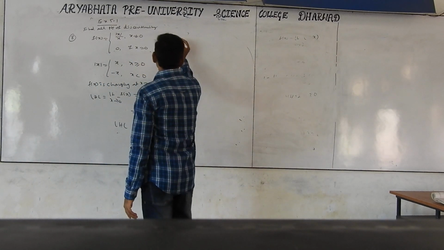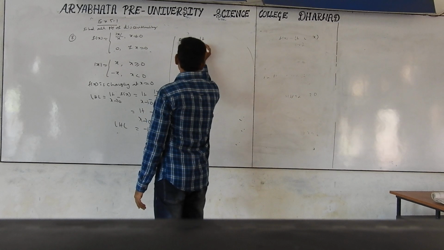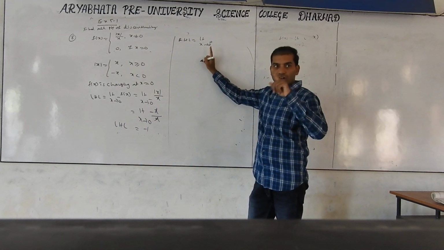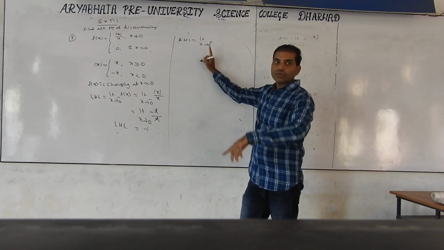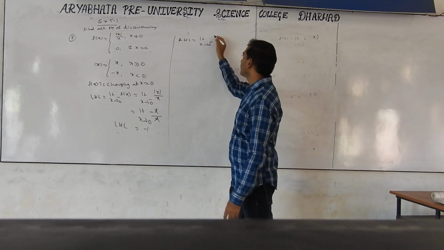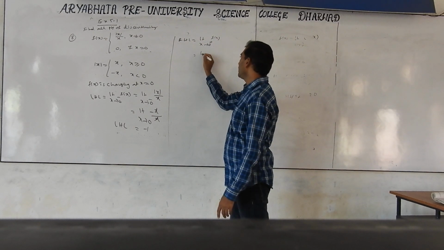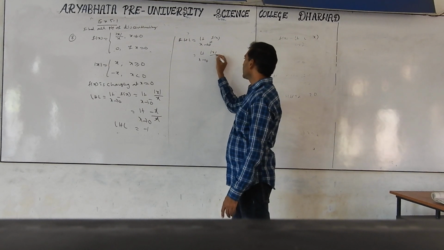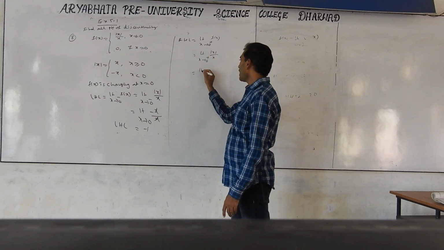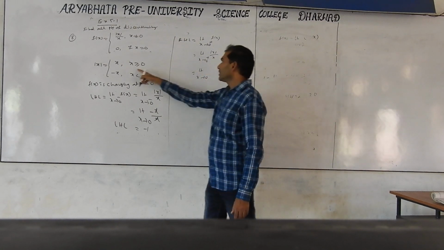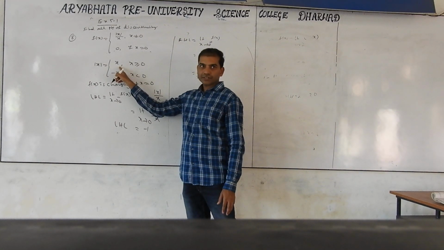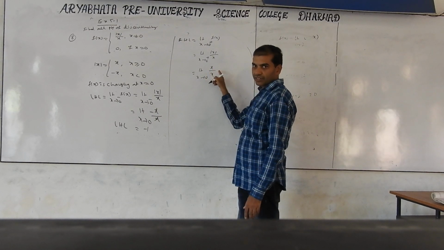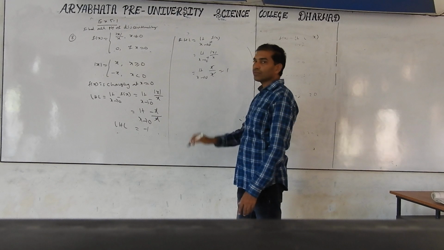Next, right limit. Limit of x tends to 0 plus. x tends to 0 plus means x not equal to 0 and above 0. First you take the not equal to 0 function, f of x. So limit of x tends to 0 plus mod x by x. As x tends to 0 plus, mod x equal to x, above 0. x by x, here x gets cancelled, so equal to 1.